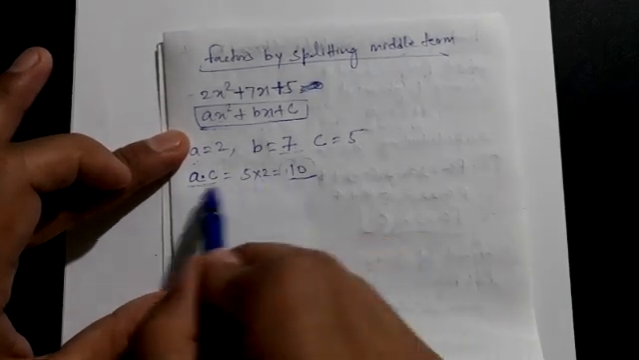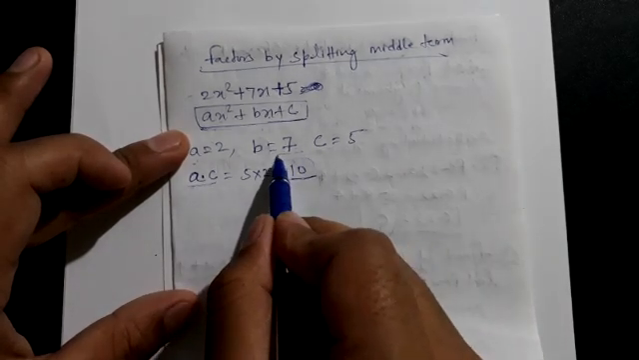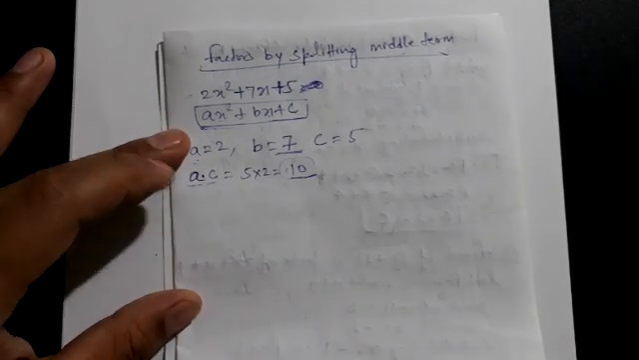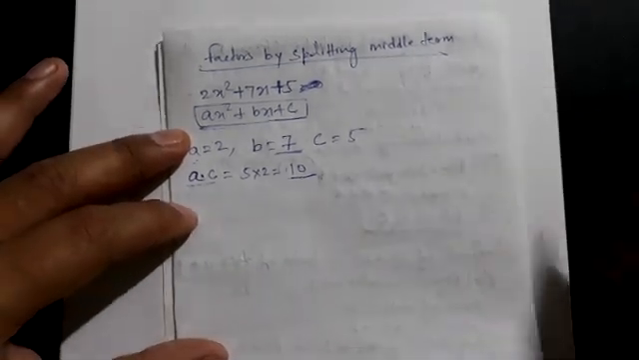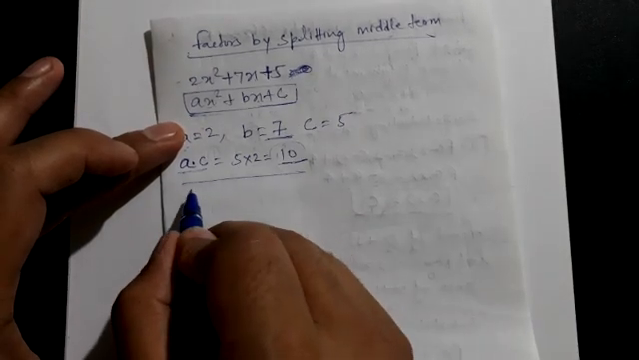This is plus 10, our AC is plus 10, so we have to find such factors of 10 whose sum will be equal to 7. So we have to find the factors of 10. Roughly, I am telling you the factors of 10, starting from 1 into 10.